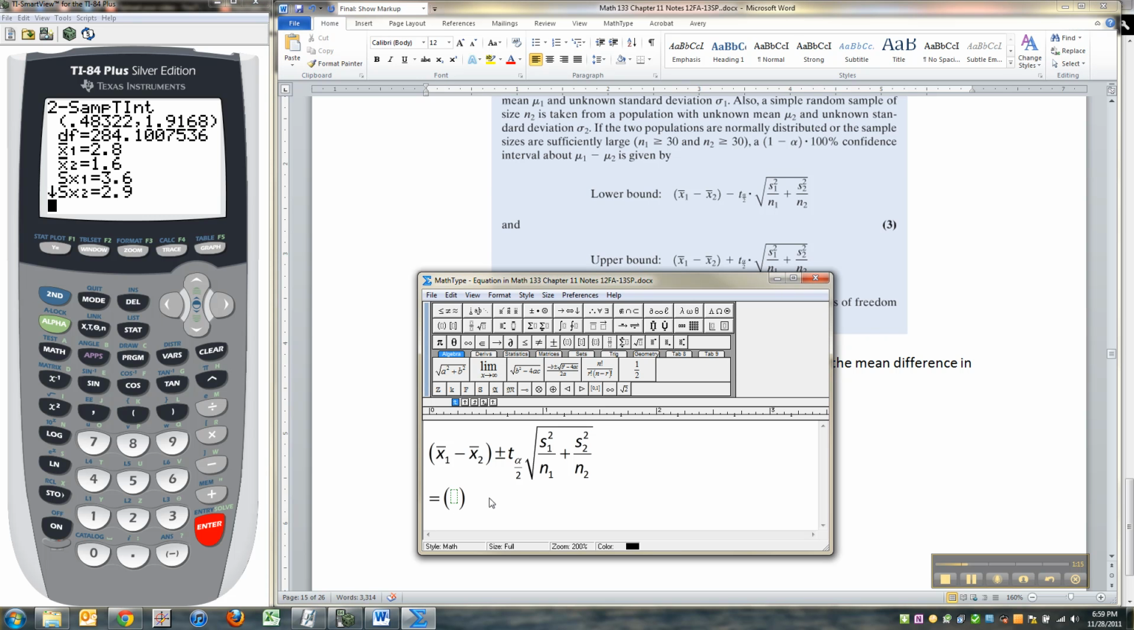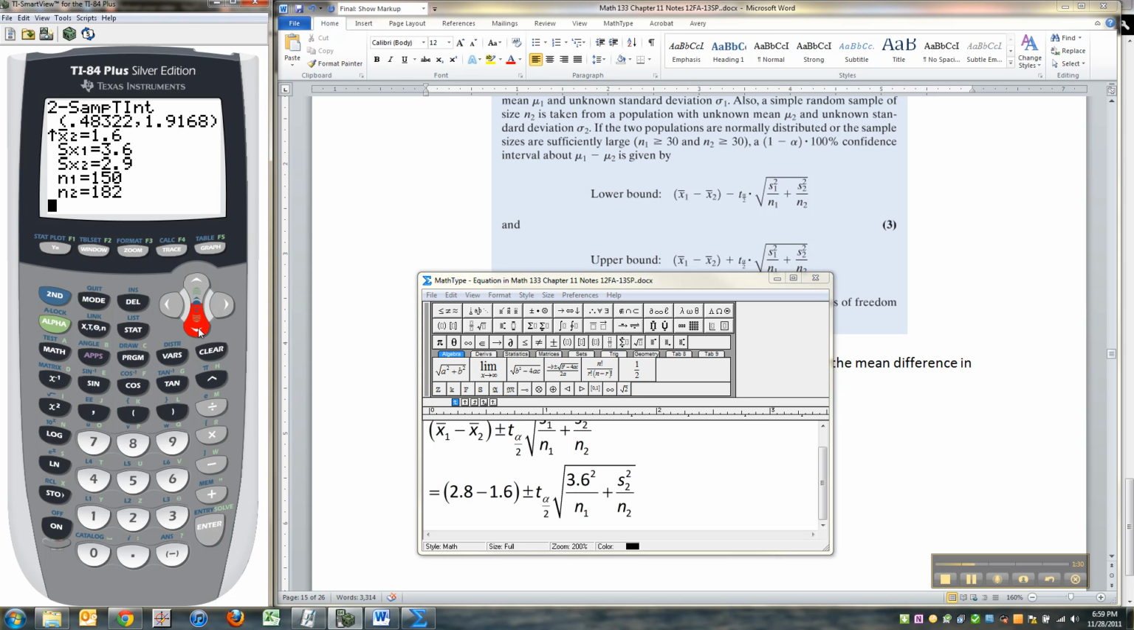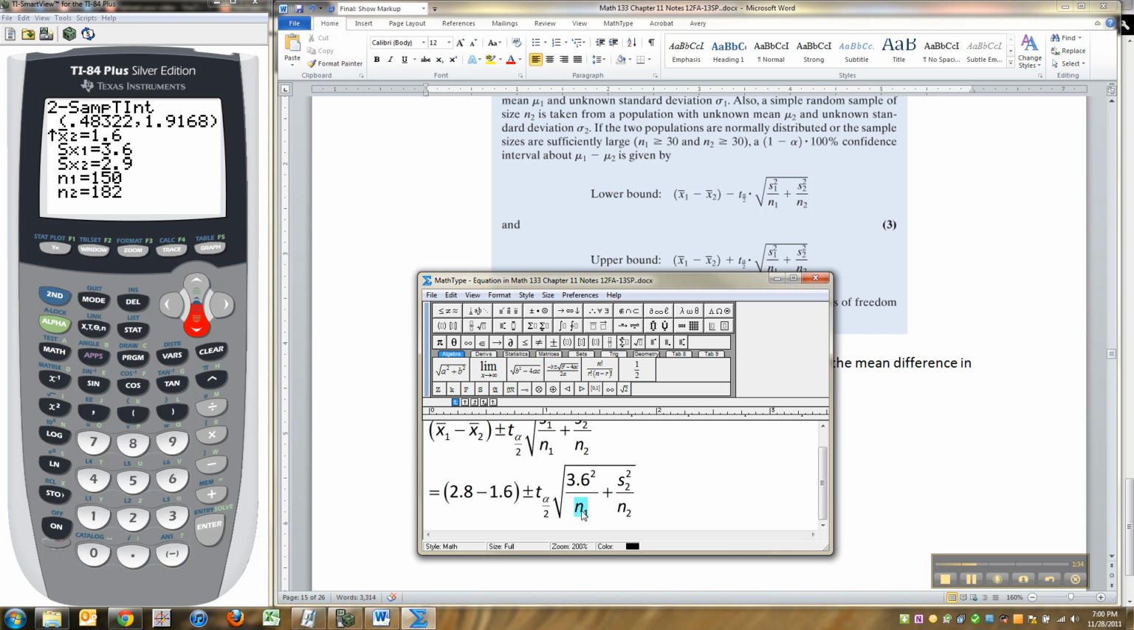So it tells me that this is 2.8, take away 1.6. I'll figure out the t in a second, but I do know that this is 3.6 squared over, and I can go down and see it, but n1 was 150. This is 182. This is 2.9 squared. There we go.